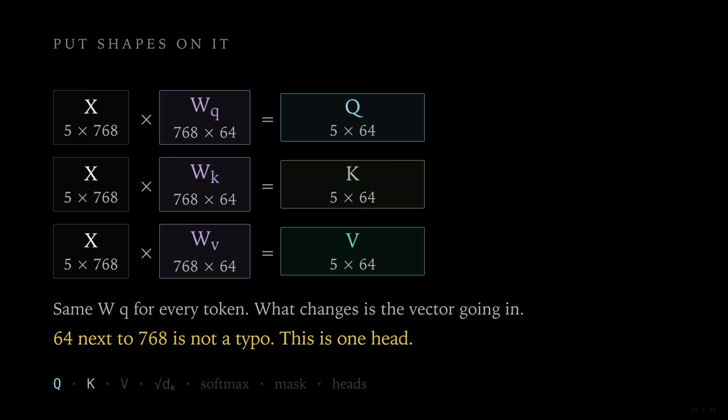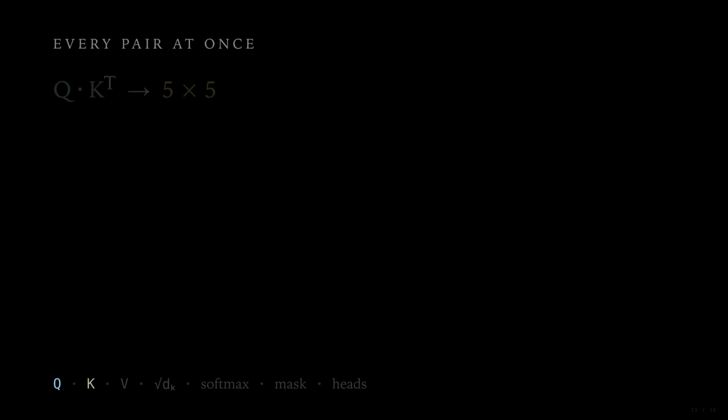64 numbers for every token, and the same for K and for V. The weight matrices do not depend on position, so every token gets the same WQ, and 64 next to 768 is not a typo, because this is only one head. Now you do every pair at once.